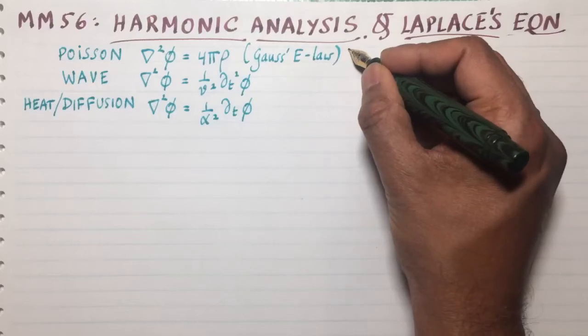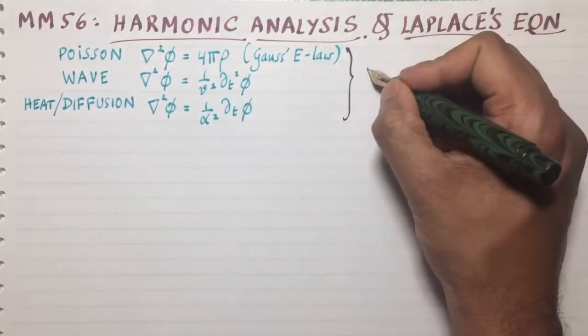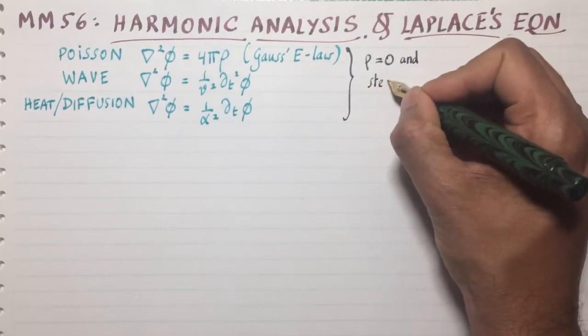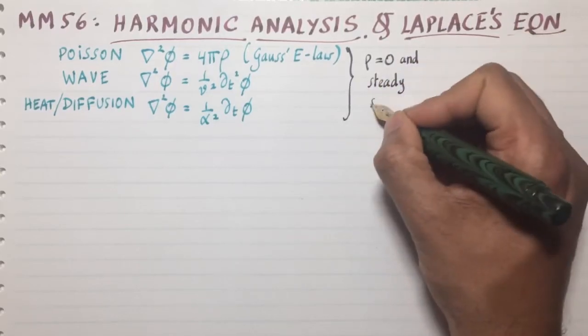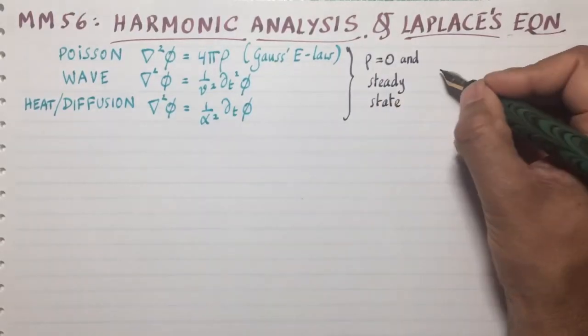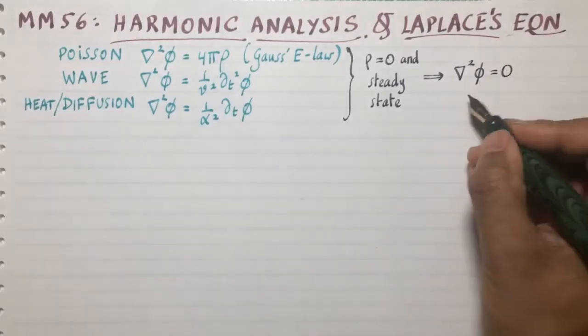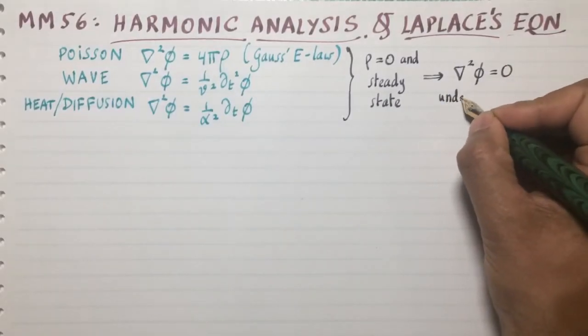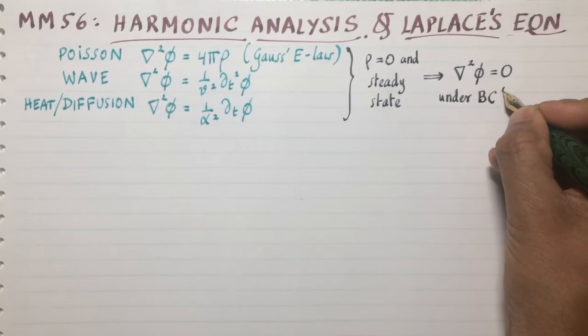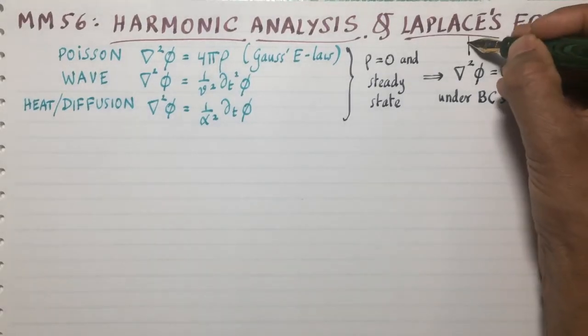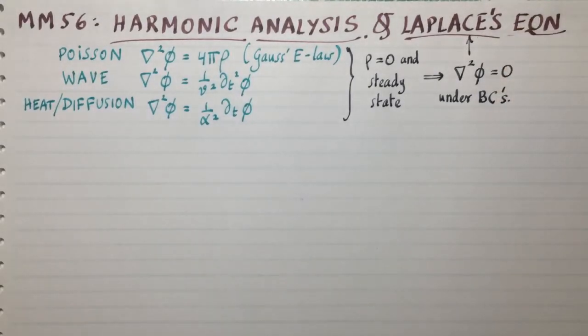Now, what they all have in common is that if you don't have any sources and you have what's called steady state, then they all boil down to the following equation: del squared phi equal to 0 under some boundary conditions. This equation is of paramount importance in mathematical physics, and it's called Laplace's equation. And that's what our video is about.